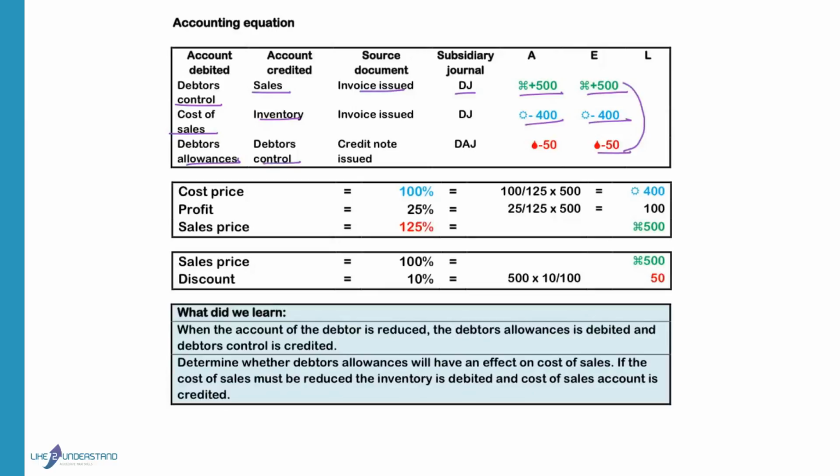Debtors' control will decrease the assets, and we will issue a credit note to the debtor as proof that we will reduce his account, and we record it in the debtors' allowances journal.